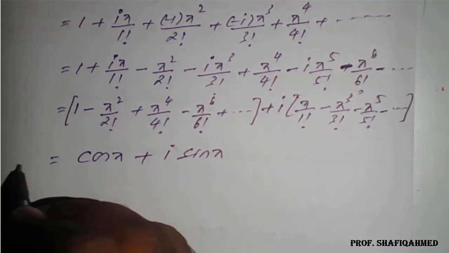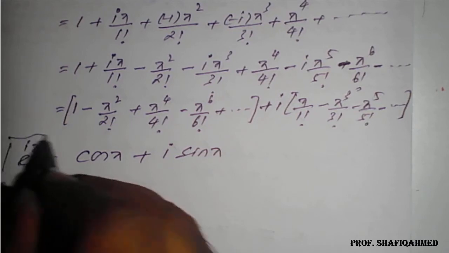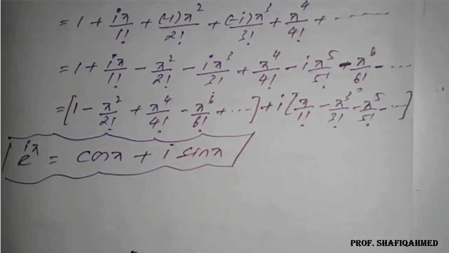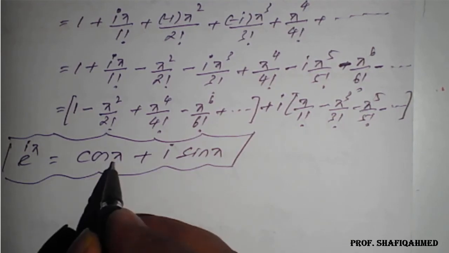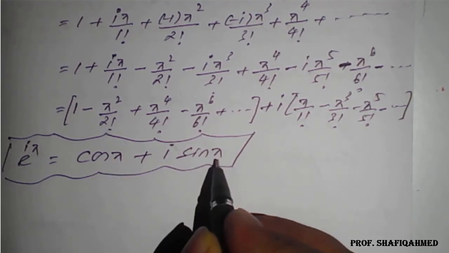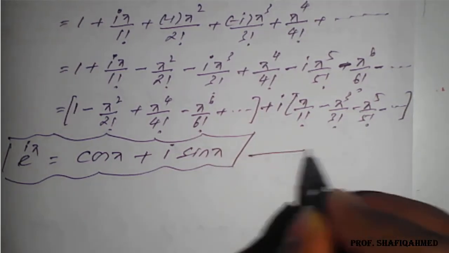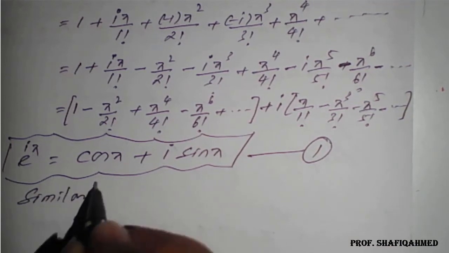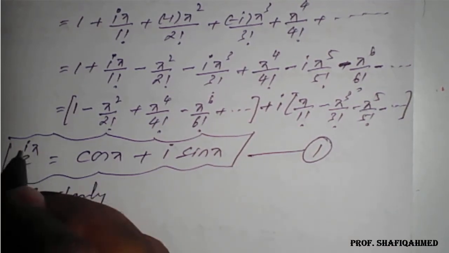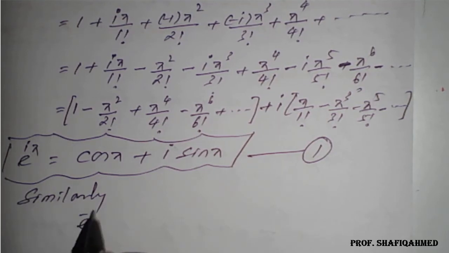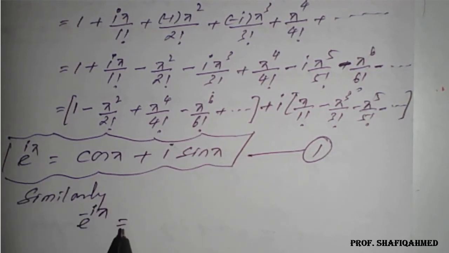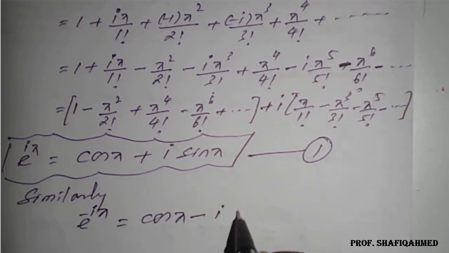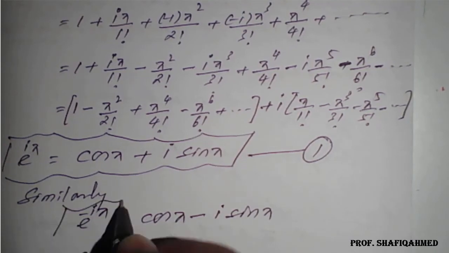So e raised to ix we can write as cos of x plus i times sine x, where cos of x is the real part and sine of x is the imaginary part here. This you take as equation number 1. Similarly, e raised to plus ix is as e raised to minus ix, we can write it as the conjugate, that is cos x plus, what will become here? The conjugate is minus i times sine x. You have to remember these results.